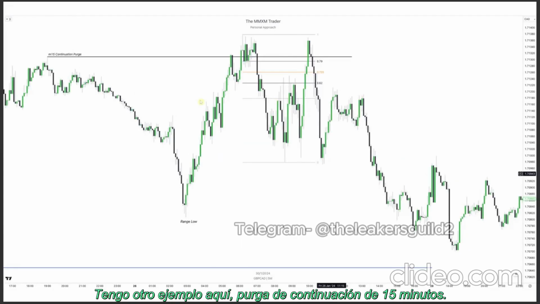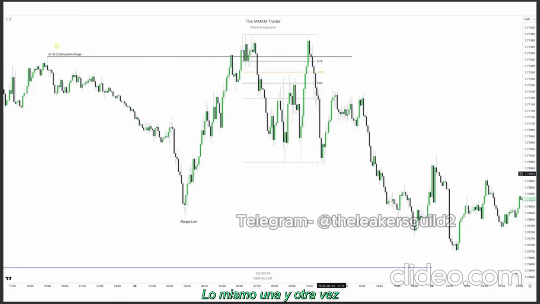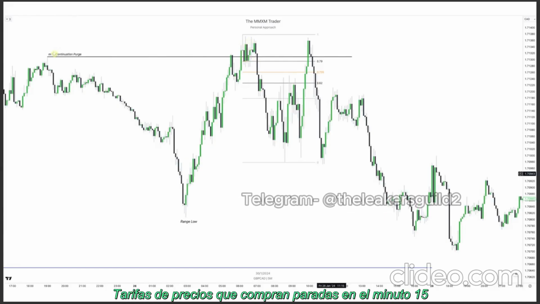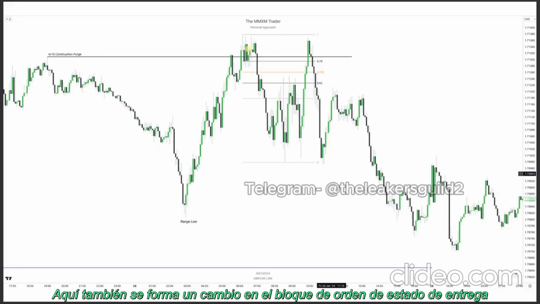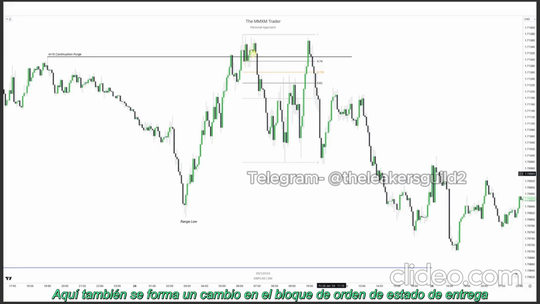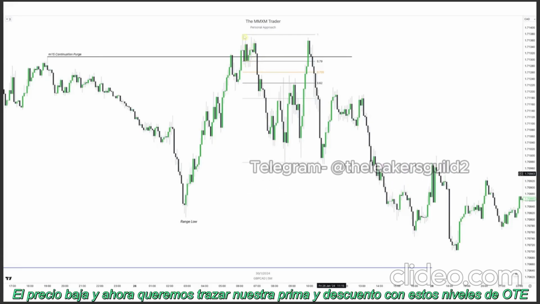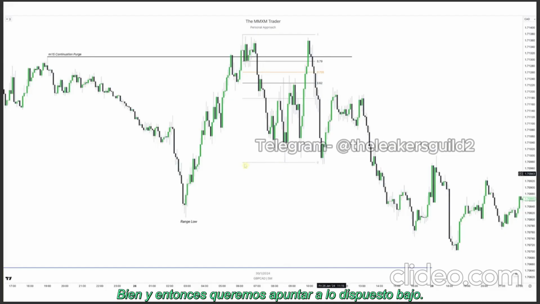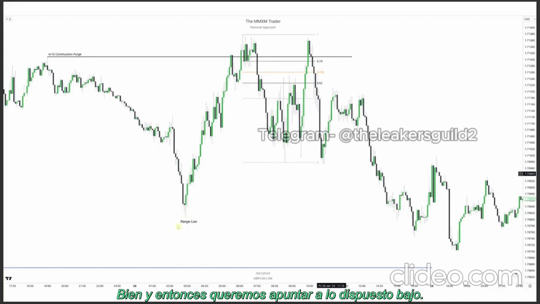Got another example over here, right? 15-minute continuation purge. The same thing over and over again. Price raids those buy stops on the 15-minute, forming a change in state of delivery order block here as well. Price declines, and now we want to map out our premium and discount with these OTE levels, right? And then we will want to be targeting that range low.